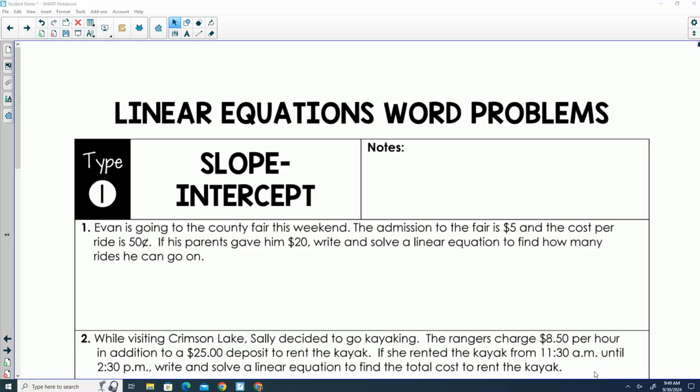Alright, we have been working on lines. Remember last Thursday we had our test over equations of lines, and then Friday we practiced solving equations. So today we are going to start word problems involving lines. We're going to do a few each day until we have made it through all these different types.